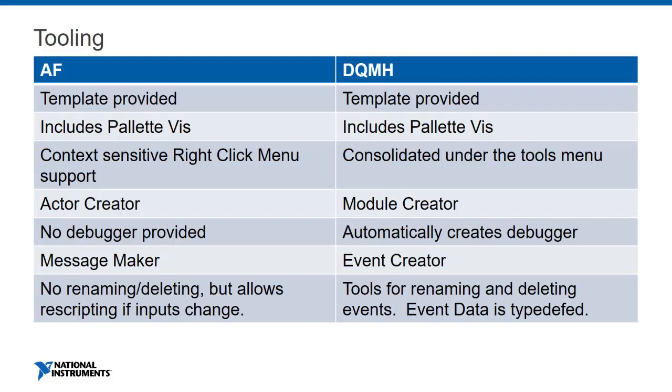They both have things for creating messages or events. The Actor Framework message maker doesn't really allow for renaming or deleting, but it allows rescripting if the input's changed. If you add a new input, you can change that. DQMH has tools for renaming and deleting events and moving stuff around. All the event data is typedef. They do a really good job with it.